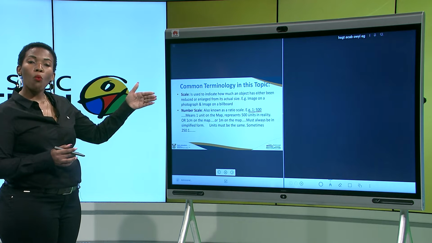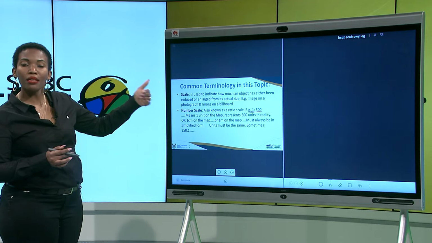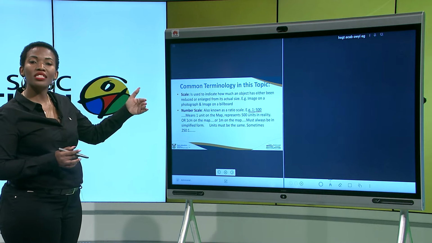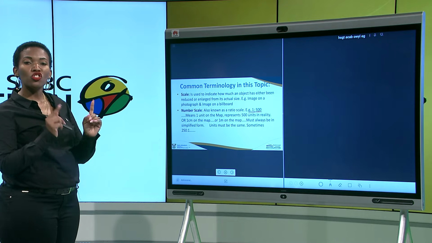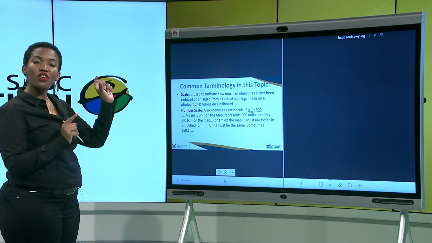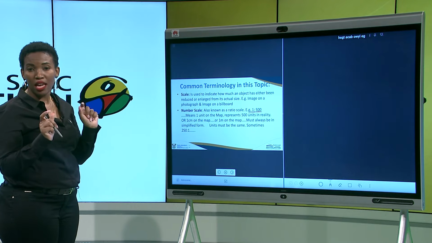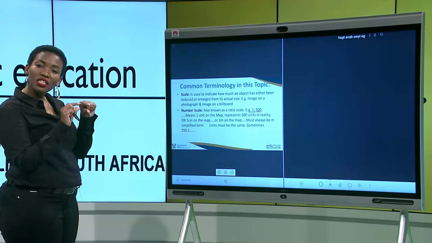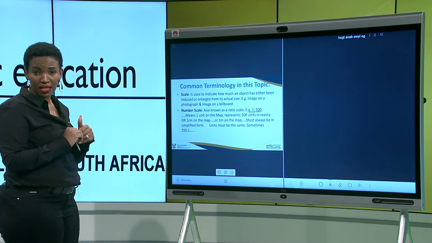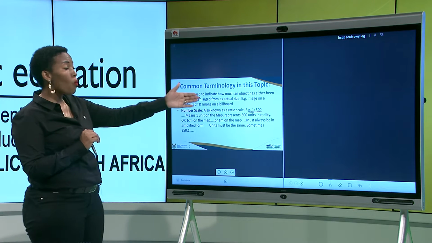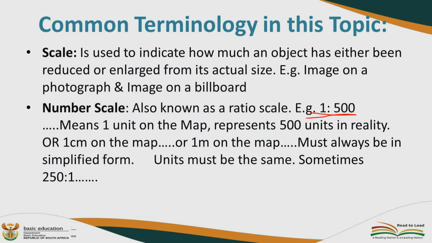It means that 1 unit on the map represents 500 units in reality. You need to be very careful that the units must always be the same. If you don't want to use the word unit, maybe you can use centimeters. And when you explain, you would say 1 centimeter on the map represents 5 centimeters in reality. You can use kilometers. You will say 1 kilometer on the map represents 500 kilometers in reality.